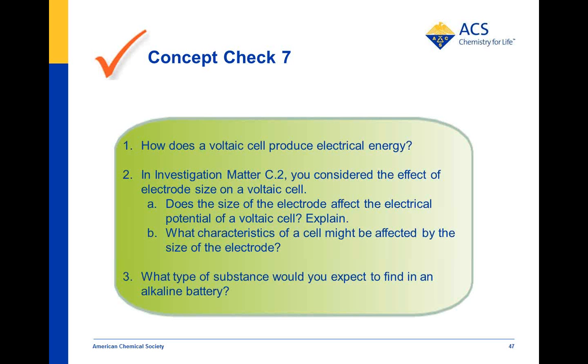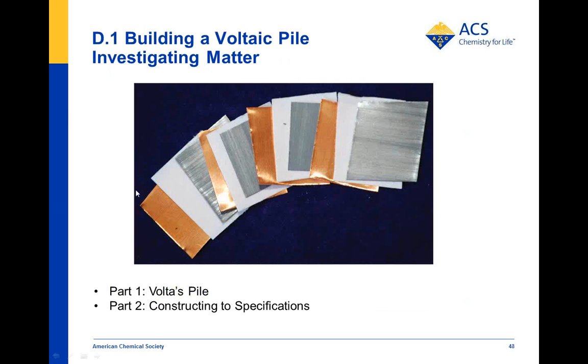In Section D1, investigating matter, the students are going to do something that's actually sort of historic. They are making a voltapile, or a voltaic pile. What's happening here is you have a copper piece, and the white is a piece of filter paper or blotter paper, and then the silver grayish pieces are zinc.